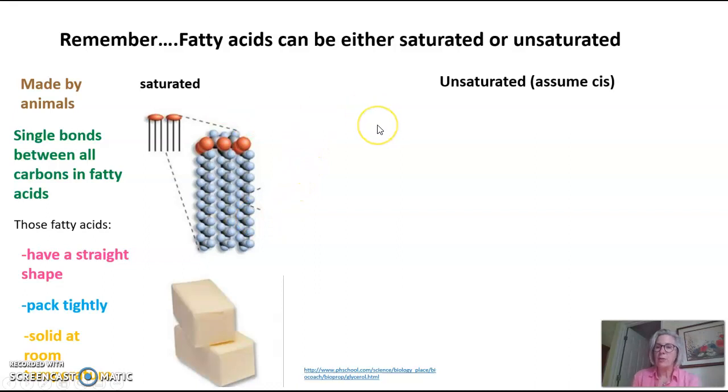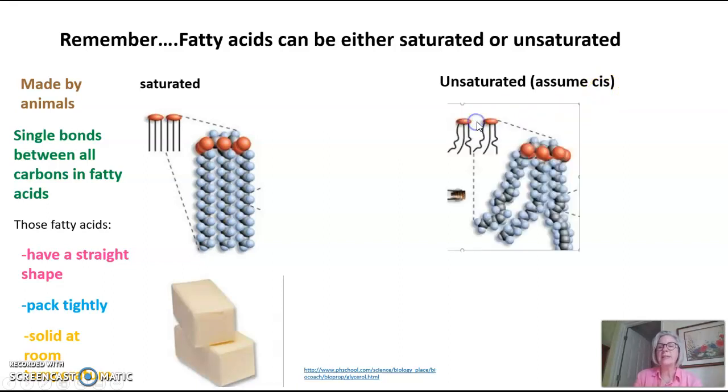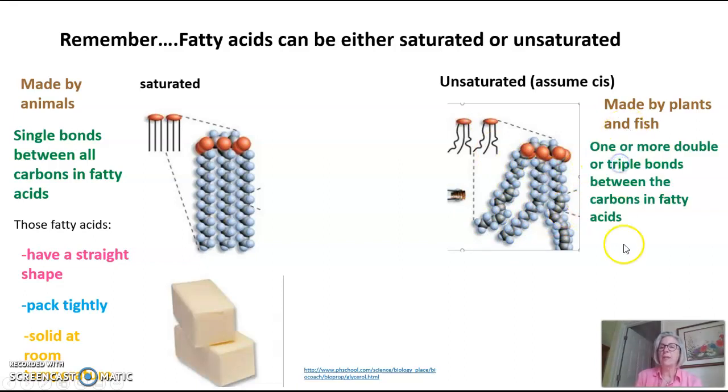What about triglycerides that have unsaturated fatty acids? And remember, in nature, when natural systems make unsaturated fatty acids, they generally make them in the cis conformation. That gives them a very bent or kinked shape. These are made by plants and fish. They have 1 or more double or triple bonds between the carbons in those fatty acids. And again, that gives them this bent or kinked shape.